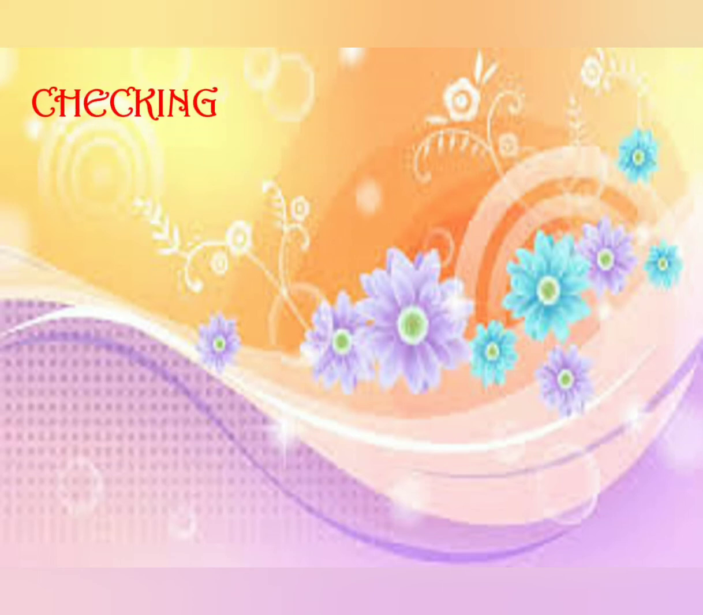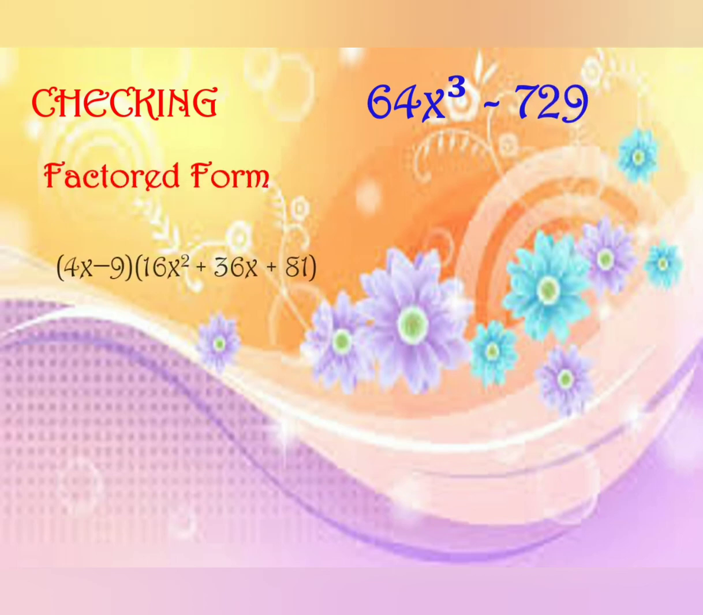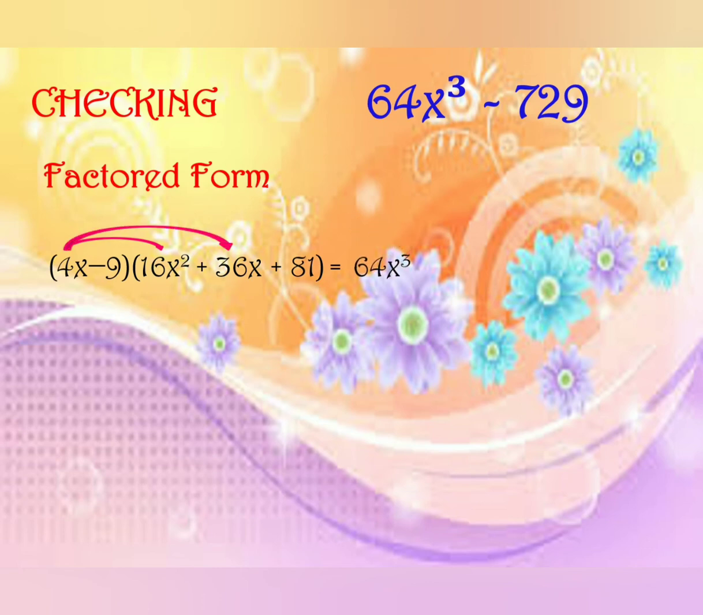Checking. So 64x cubed minus 729. Let's check if it is equal to quantity 4x minus 9 times quantity 16x squared plus 36x plus 81. So apply the distributive property. So we have 4x times 16x squared equals 64x cubed. 4x times 36x equals 144x squared. 4x times 81 equals 324x.